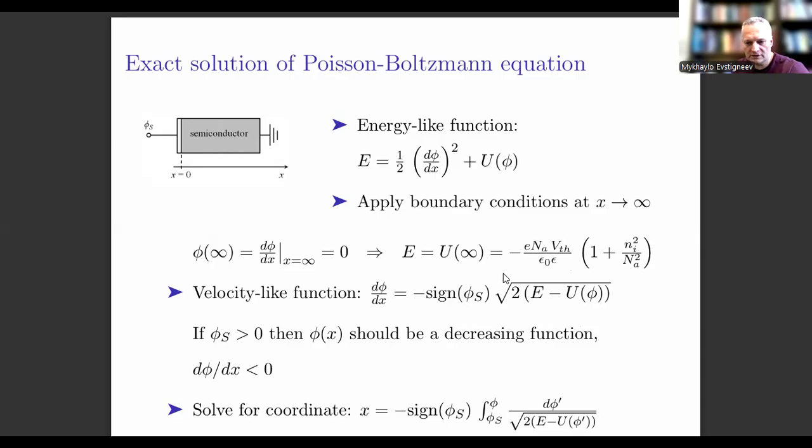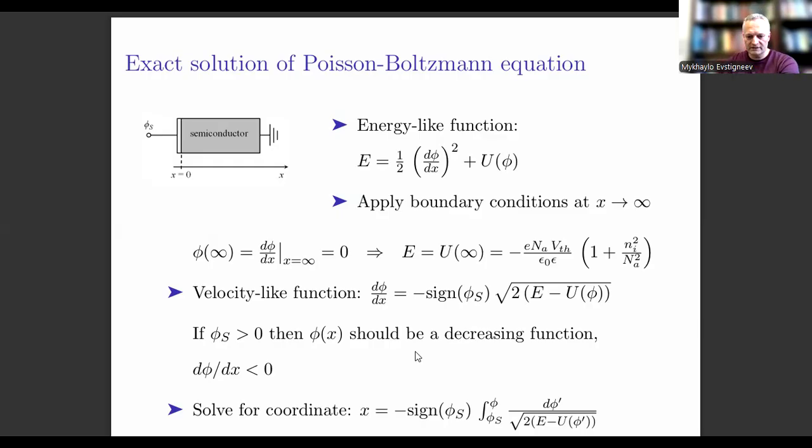Sign of the surface potential assumes the value either +1 or -1, depending on whether the surface potential is positive or negative. Sign of x is +1 if x is positive, and -1 if x is negative. All right, so we have our d phi by dx.